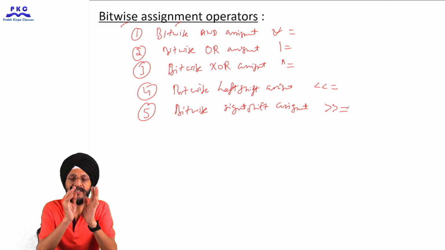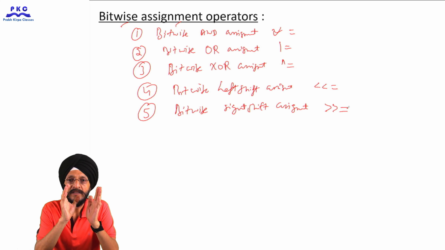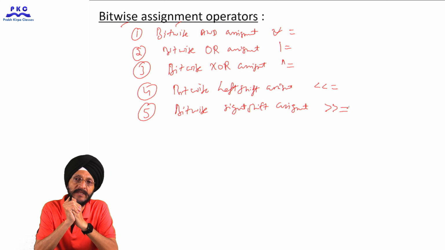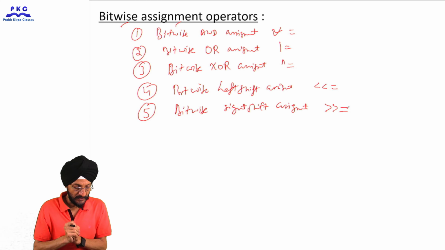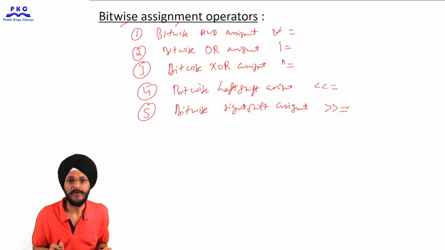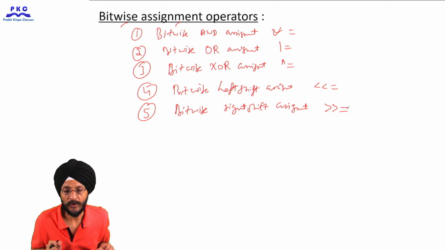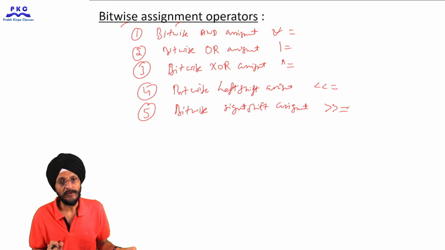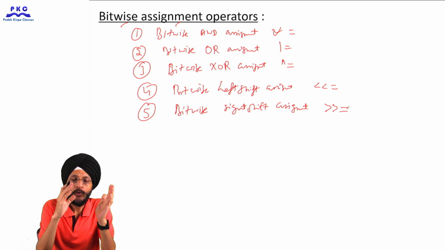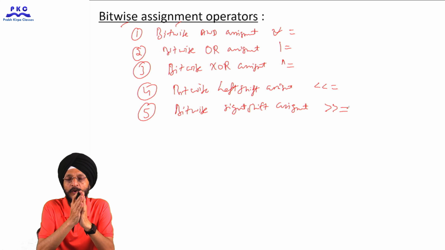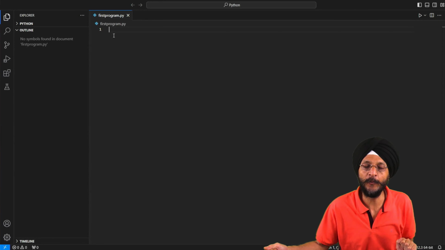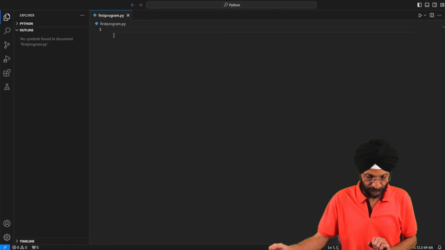These assignment operators which we have discussed are less used in comparison to arithmetic operators in Python programming. However, they are very useful for low level programming tasks. Now we will do the practice of assignment operators on Visual Studio Code.